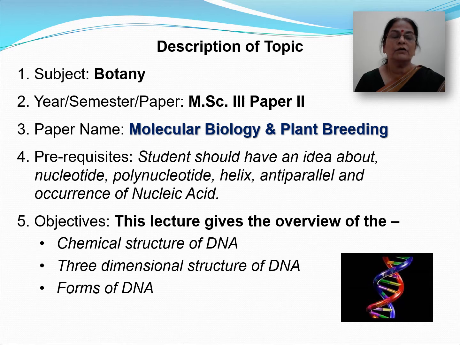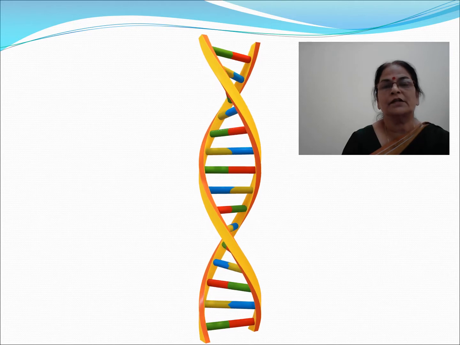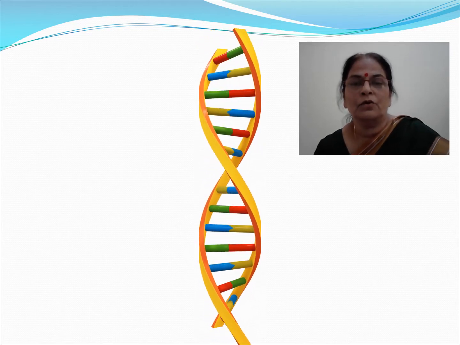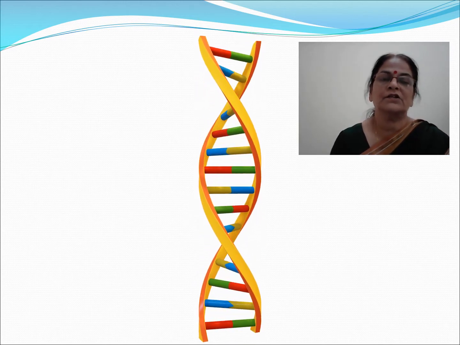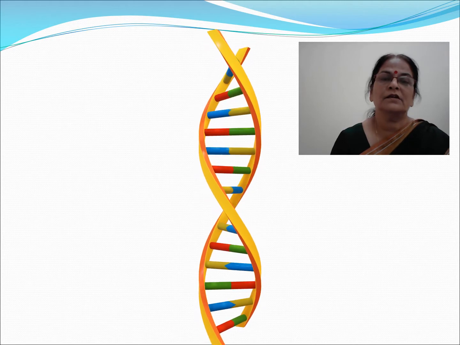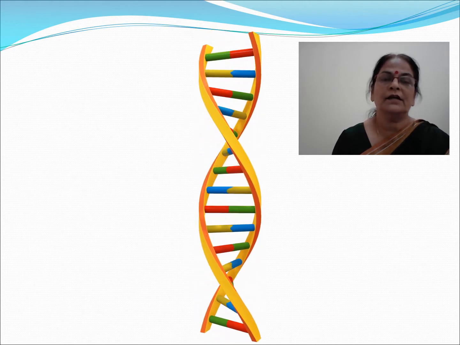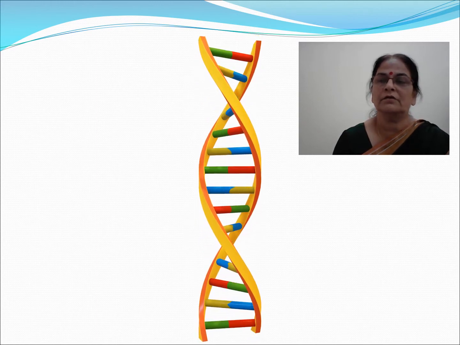This will be the overview of the chemical structure of DNA, three-dimensional structure of DNA, and forms of DNA. Now, this is the three-dimensional structure of DNA. Students at this level know what the backbone is, what this ladder-like structure is. So this is a backbone formed of phosphate and sugar, and these are bases which join by a hydrogen bond.